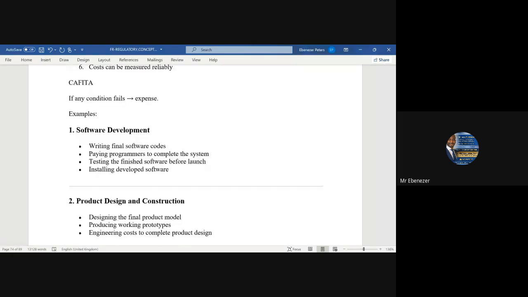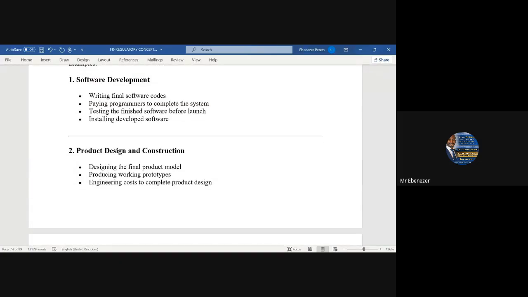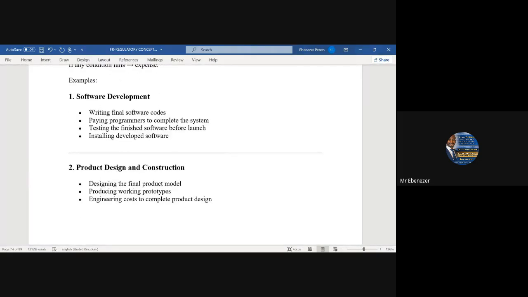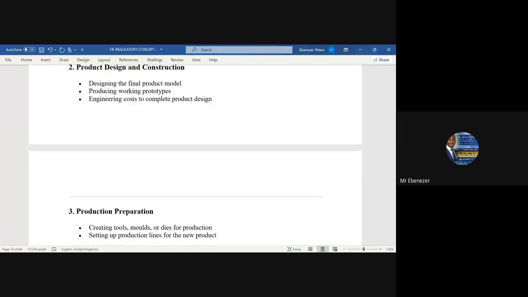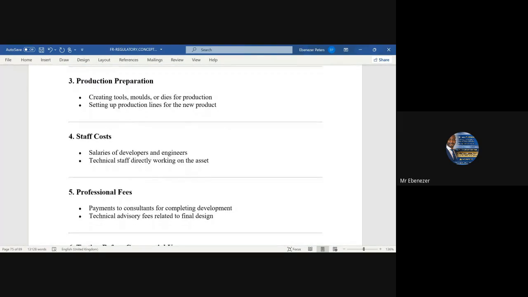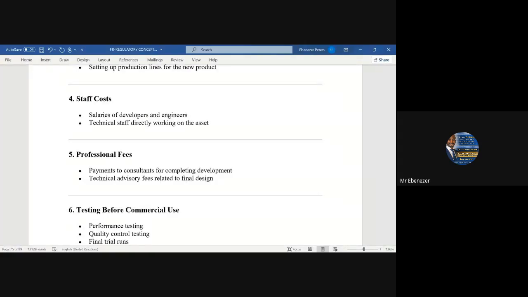So we have quite a number, like I said, of examples of your internally generated intangible asset types. We have the development stage: software developed, product design and construction, production preparation, staff cost. Yes, I want to talk about the staff cost because I told us earlier that some staff costs are not to be capitalized, especially training. But look at this: salaries of the developers and the engineers, technical staff directly working on the assets. All of these are staff costs that must be capitalized.